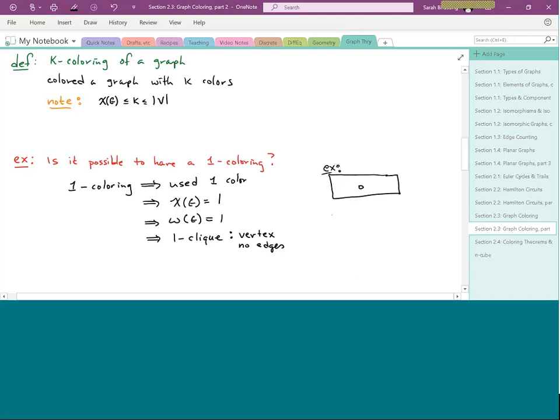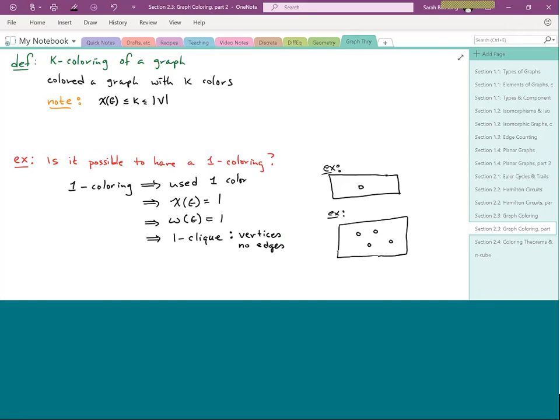Now, here's a second example. So it's a different graph. I'm going to box it as well. Is this an example of a graph that could be colored with one color? Yeah, actually. So it turns out if you have a graph that is able to be colored with one color, it can have as many vertices as it wants. However, it turns out you're not allowed to have any edges. So the only graphs that have a one coloring are graphs that have no edges.